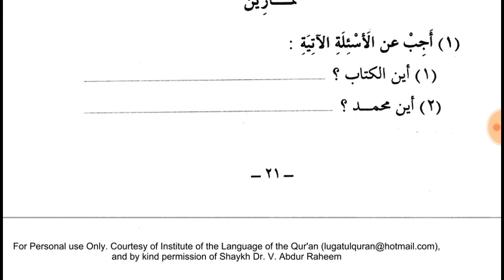Where is Muhammad? The bathroom. Okay. Next. Aina sa'at? Where is the watch? Here al kursi. Okay. It is on the chair. Okay. Aina Yasir? Where is Yasir? He is in the home. Aina Amina? Where is Amina? Here fil madbakh. She is in the kitchen.